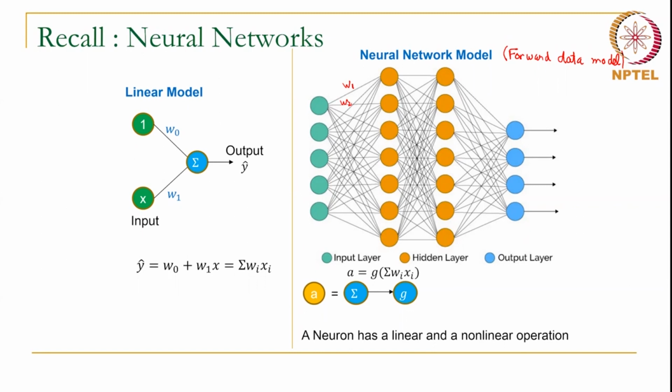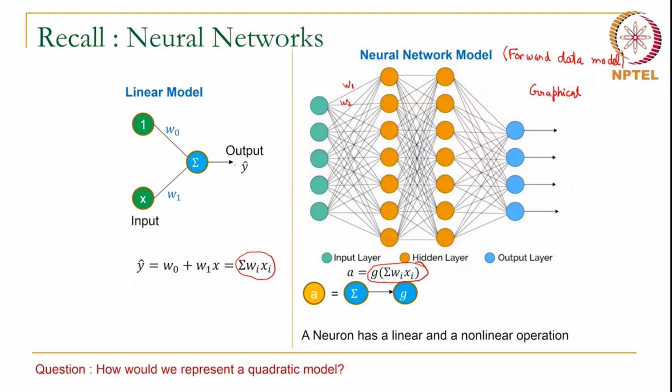Now, what we are showing here is a graphical representation. It is always useful to remember that there is a corresponding analytical form to that graphical representation. Every graphical representation has a corresponding analytical form and vice versa. So my question is this, let's start with this simple question just to start off. How would you represent a quadratic model? Can somebody give me the answer? What I mean is, this is the graphical representation of a linear model. What would be the graphical representation of a quadratic model?